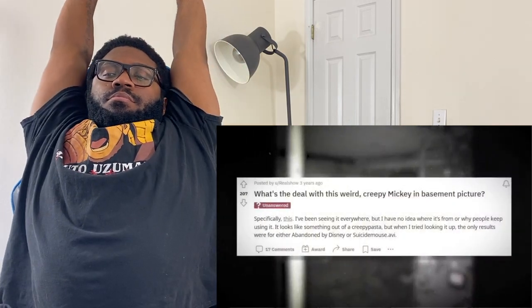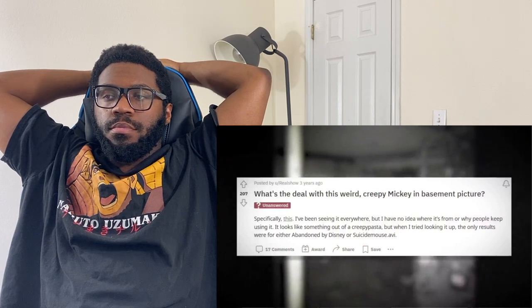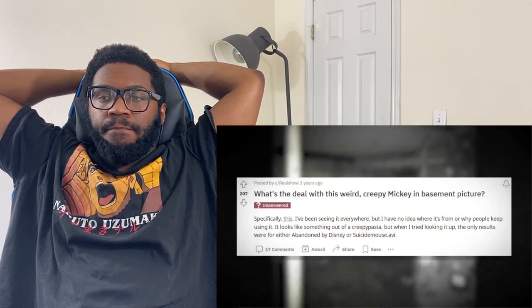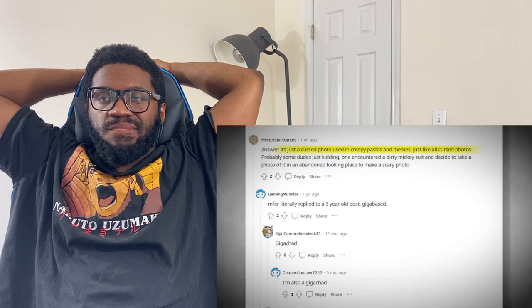A Reddit user by the name of Real Show posted to the r/OutOfTheLoop subreddit asking his fellow Redditors what exactly the photograph is, who took it, etc. Another Reddit user replied to the post stating, "It's just a cursed photo using creepypastas and memes, just like all cursed photos." Probably some dude's just kidding.